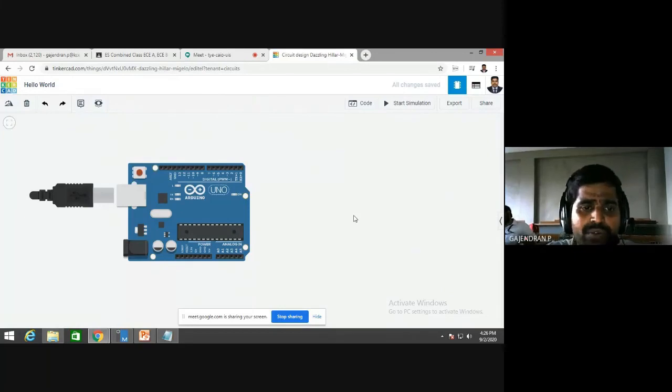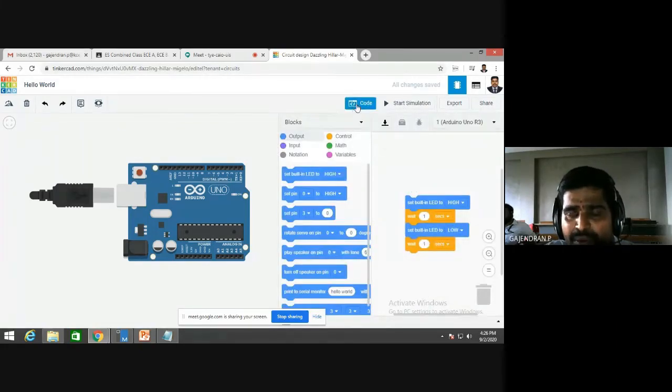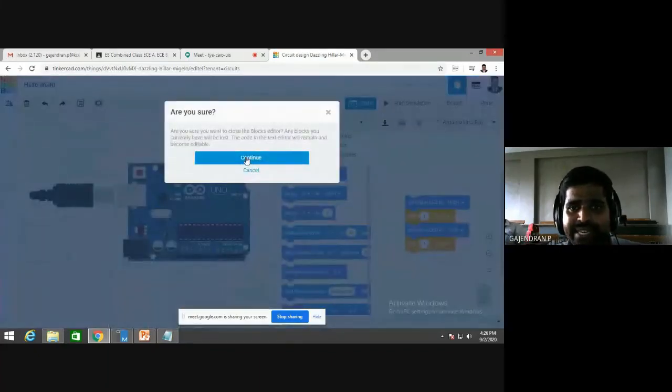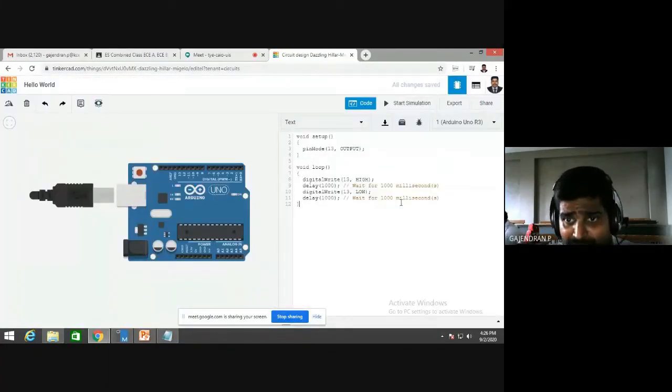Now I need to type my coding. For coding, go to the code menu, click code, then in the drop-down menu, click text. Please take a screenshot of this one. Go to code, blocks, and click text. Then click continue. That's all.